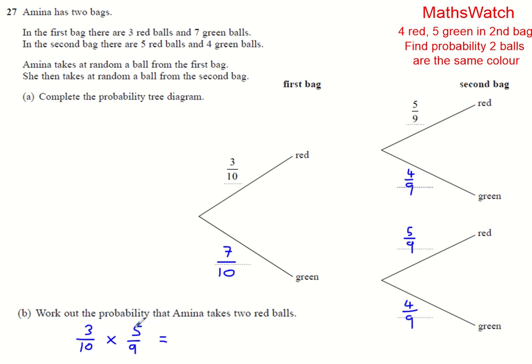So 3 times 5 is 15. 10 times 9 is 90. You could simplify that if you wished, but the question did not tell you to, therefore I'm going to leave my answer as 15 over 90.